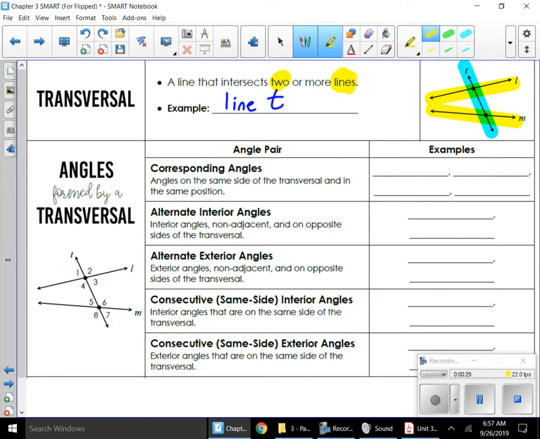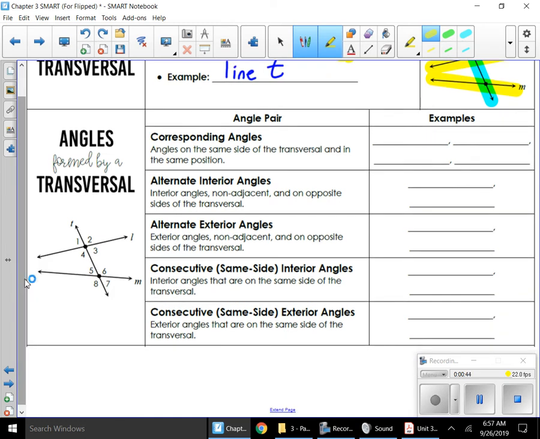With transversals, we get a ton of properties. So we want to start with the vocabulary here. Notice it's already been written out for you, but I do want to help you parse the language in these statements. So we get corresponding angles. These are angles on the same side of the transversal, again noting that T is a transversal intersecting both lines L and M. So angles on the same side of the transversal and in the same position.